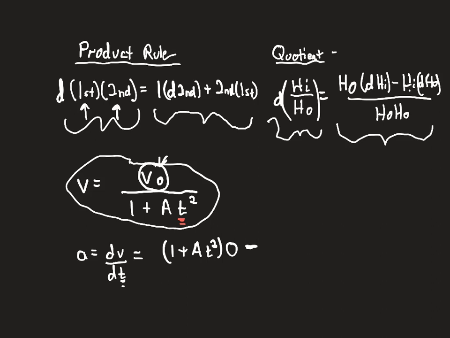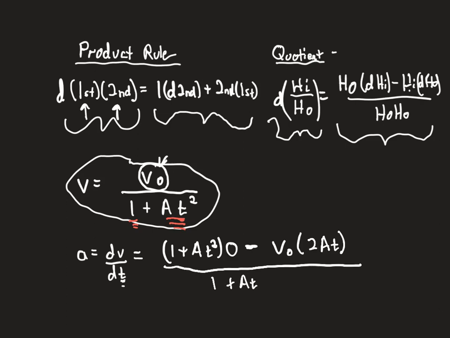And then I need to subtract off high times the derivative of the bottom. High, the upper variable, is going to be v naught, times the derivative of the bottom. Now the derivative of the bottom, I can just take that derivative. I look at the 1 first. Derivative of 1 is 0, so I don't have to worry about that. And then I need to take the derivative of the second part, this A times t squared. Here I need to use the power rule. You can go to the lecture, you can go all over Khan Academy, you can find lots of videos that tell you how to do that. I take this derivative, I have 2 times capital A times t. That's the derivative of the denominator. So I've got ho d high minus high d ho, and now I need to divide all of this by ho ho, by 1 plus A t squared times 1 plus A t squared.